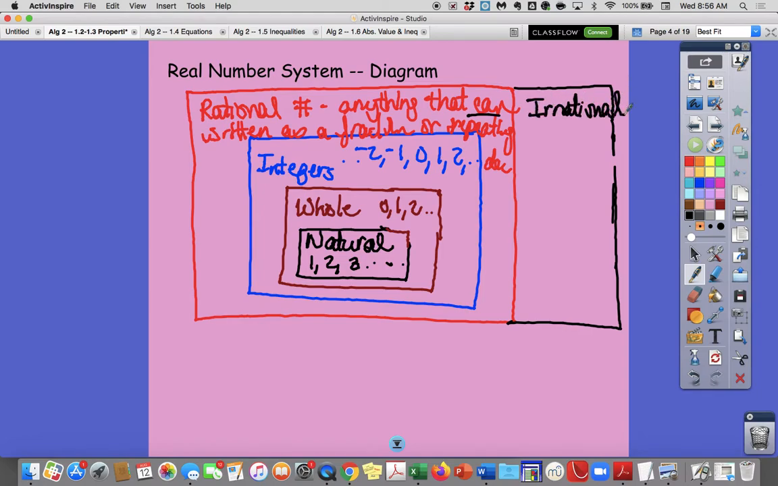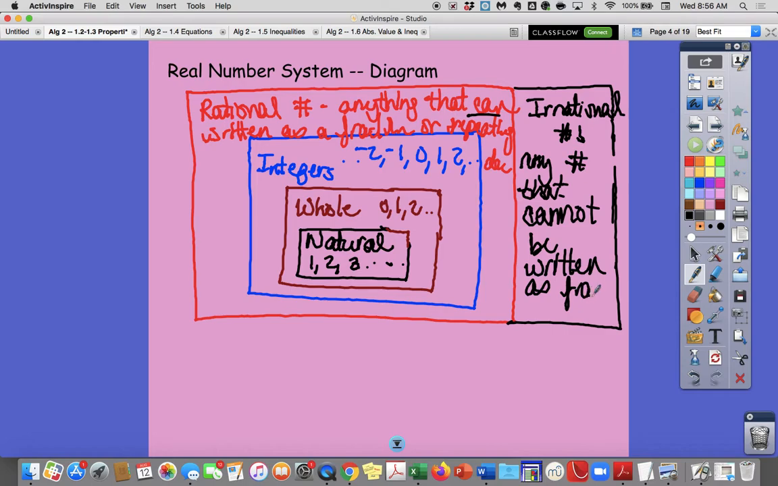Irrational numbers, it's basically you take the definition for rationals. So any number that cannot be written as a fraction, and I'm going to run out of room, or repeating decimal. It's not keeping up, is it?